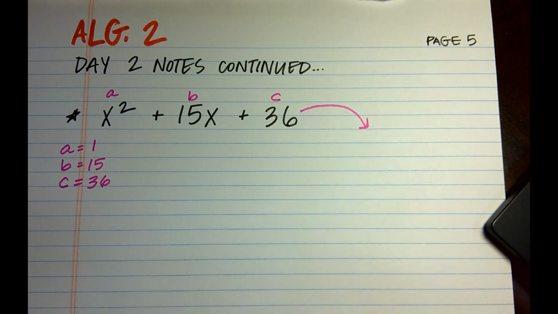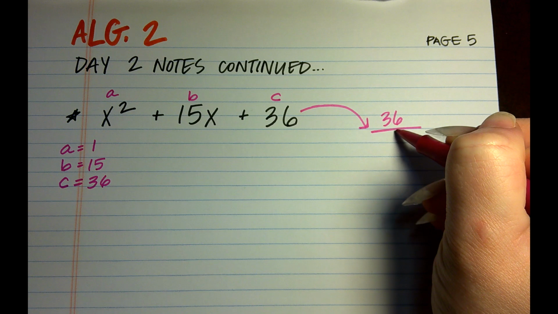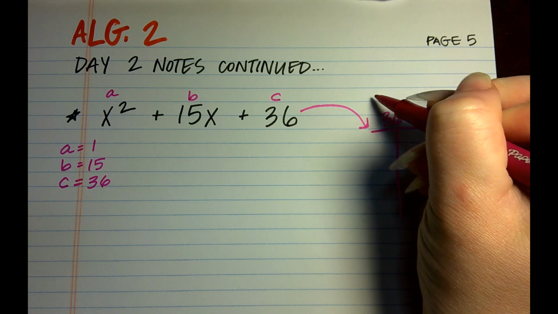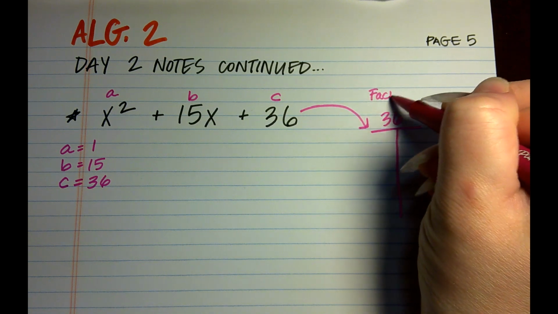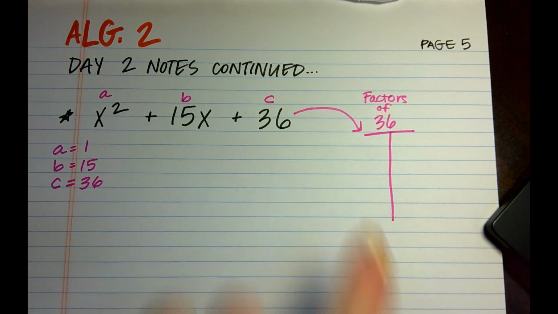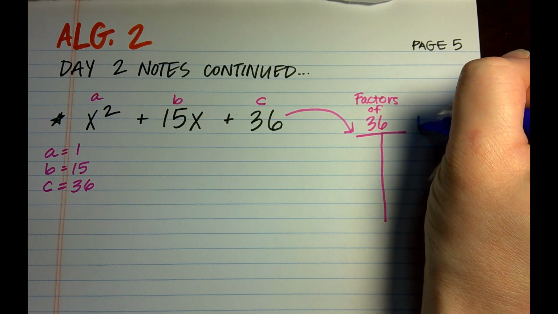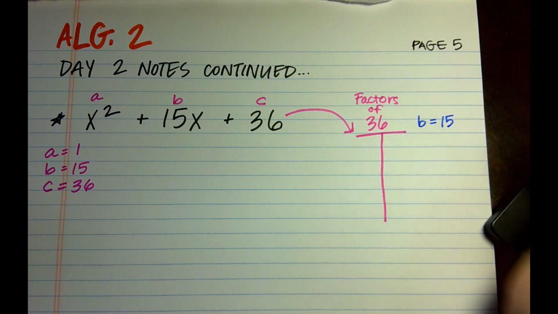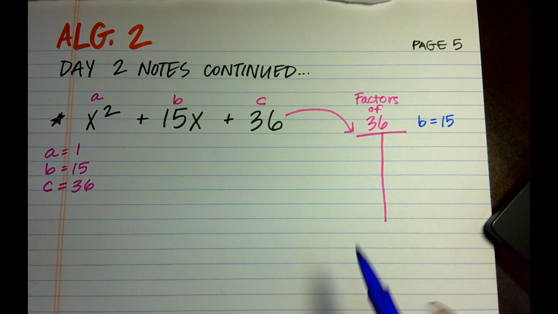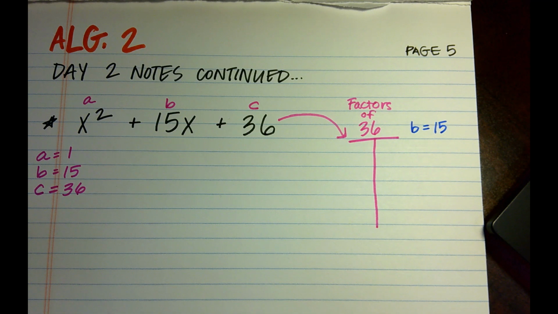Let's look at our factors of C. Something that I find really helps is, as you're listing your factors out, before you even do that, I like to just rewrite that B equals 15 over by it, so I remember what I'm looking for. As I'm writing my factors out, I might be able to recognize quickly which set is going to add up to 15. So let's look at all the factors of 36.